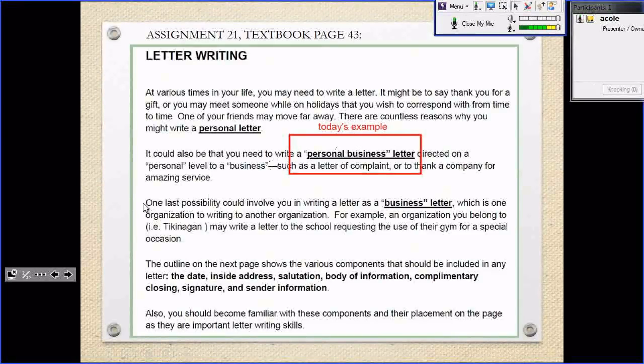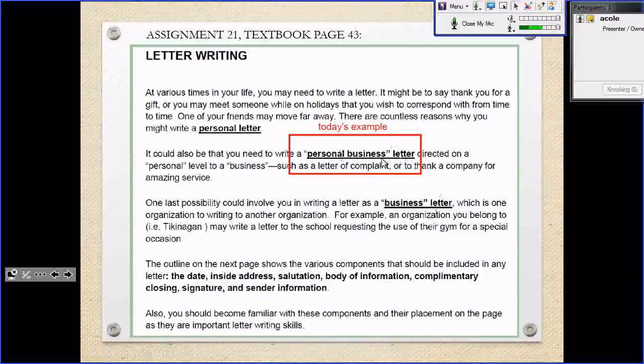Now, your textbook also gives you another possibility, and just remember that what we're focusing on is a personal business letter. The other possibility could involve you writing a letter as a business letter, which is one organization writing to another organization. For example, an organization you belong to, like Tikanagan, may write a letter to the school requesting the use of their gym for a special occasion. They're just talking about how two businesses might correspond with each other.